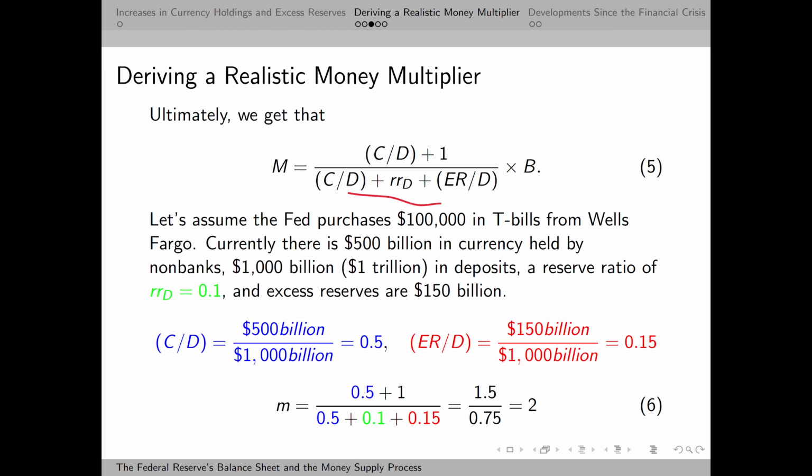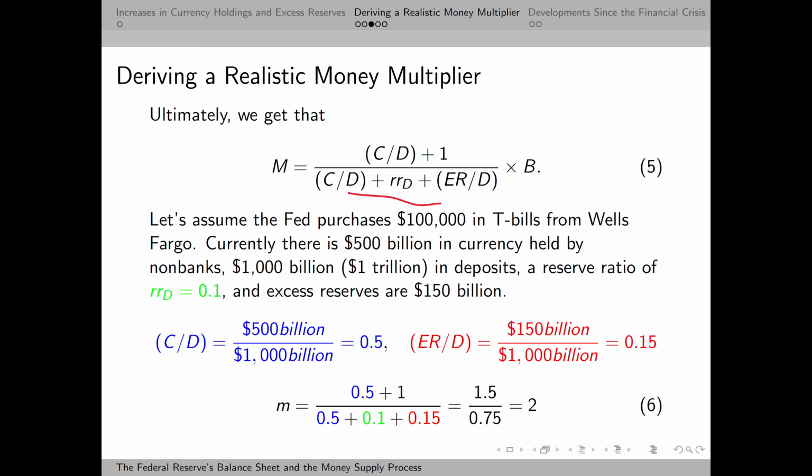So how does this work? We're going to use a nice simple example that builds off of the example from the last video. Let's once again assume that the Fed purchases $100,000 in T-bills from Wells Fargo. Currently, let's also assume that there's $500 billion in currency held by non-banks and $1 trillion in deposits. We also have a reserve ratio of 0.1 and excess reserves of $150 billion. So that means that we need to calculate a couple things.